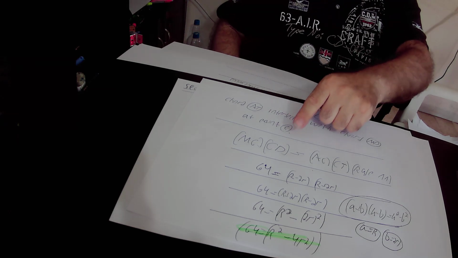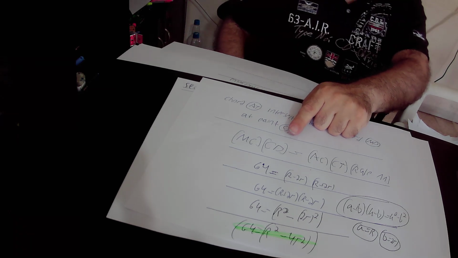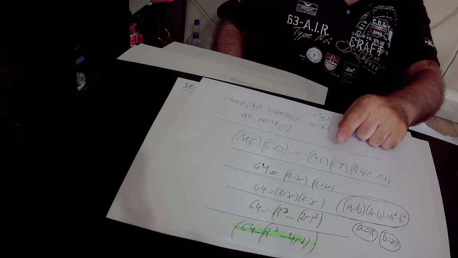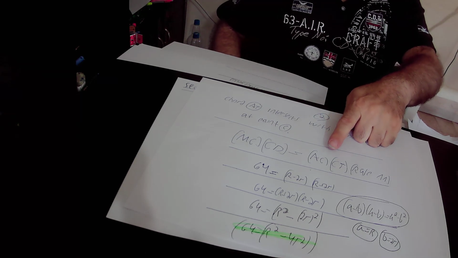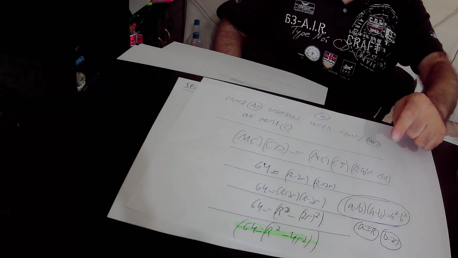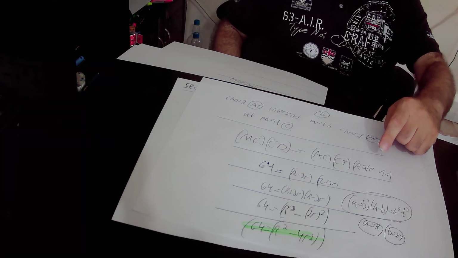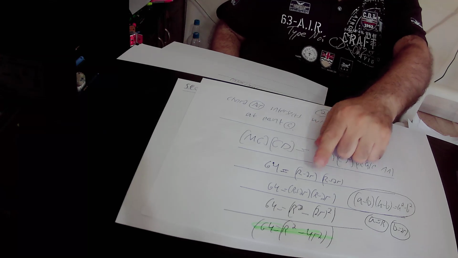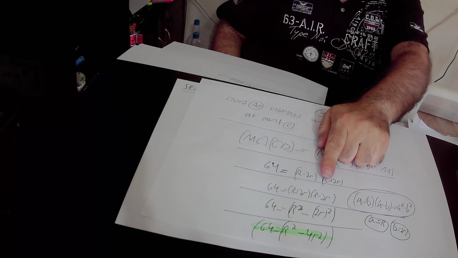MC is 8, CD is 8, so MC times CD is 8 times 8, that is 64, and it is equal to AC times CT. AC is capital R minus 2R, CT is capital R plus 2R. So we found out that 64 equals capital R plus 2R times capital R minus 2R.